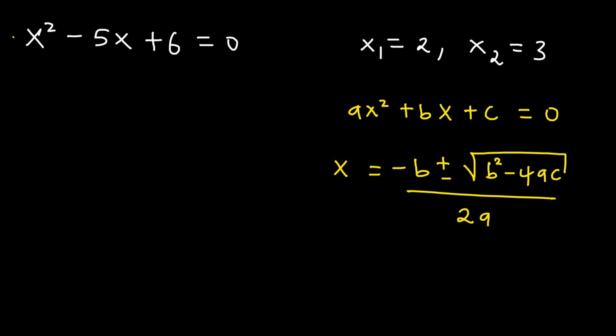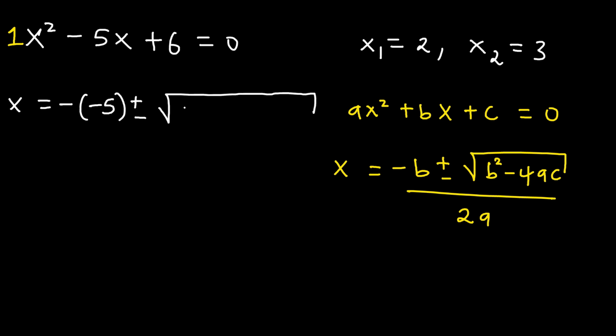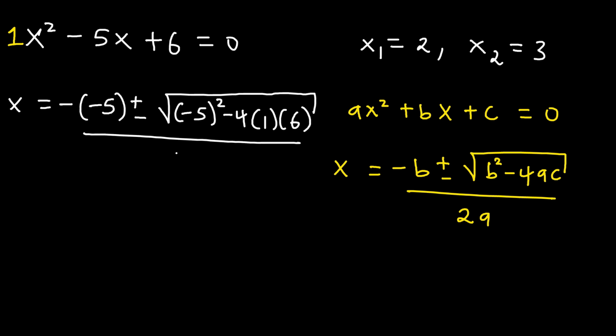Now for this example, a equals positive 1, b equals negative 5, and c equals positive 6. And so x will be equal to negative b, which is negative 5, plus or minus the square root of negative 5 to the power of 2, minus 4 times a, which is 1, times c, which is 6. And this is divided by 2 times 1.